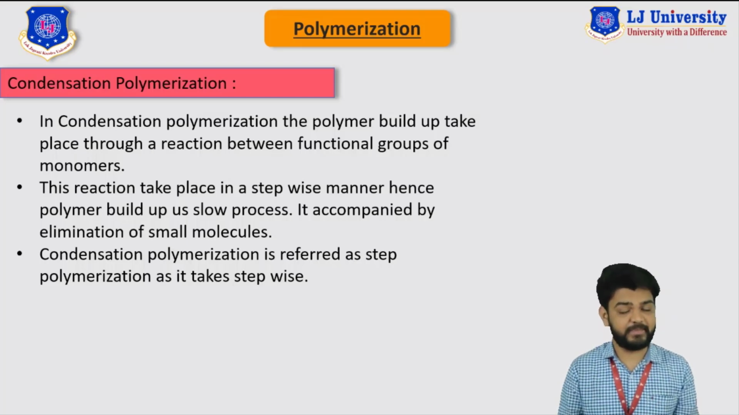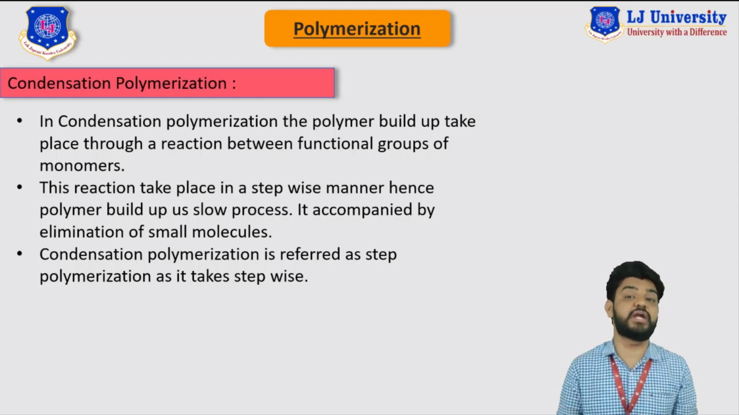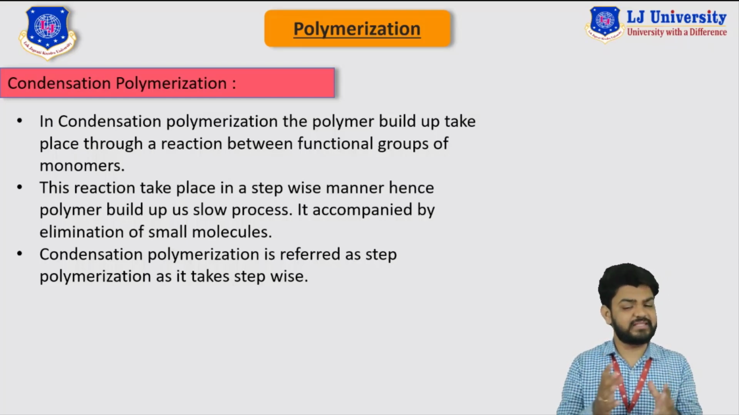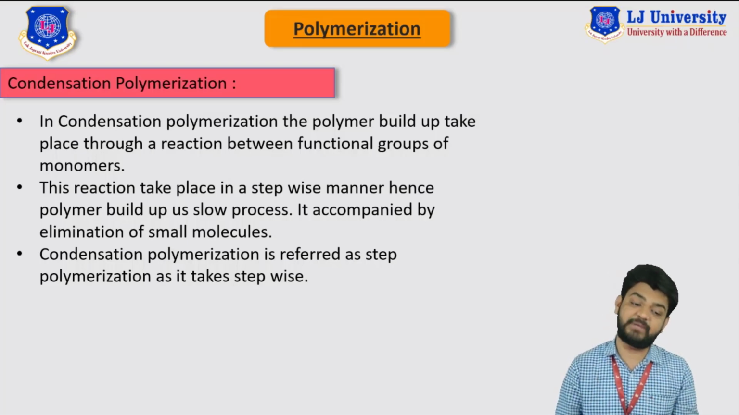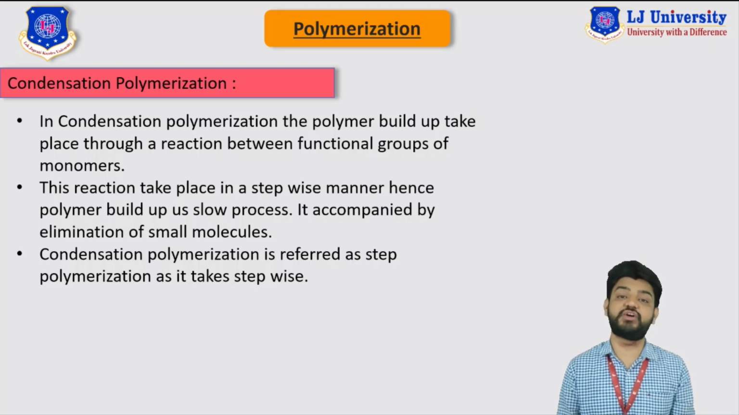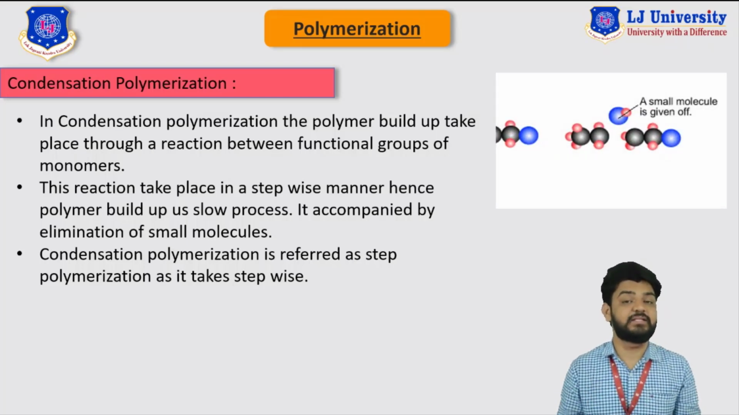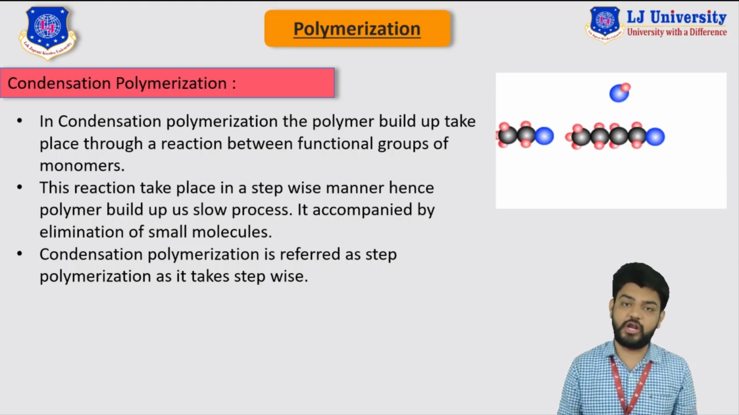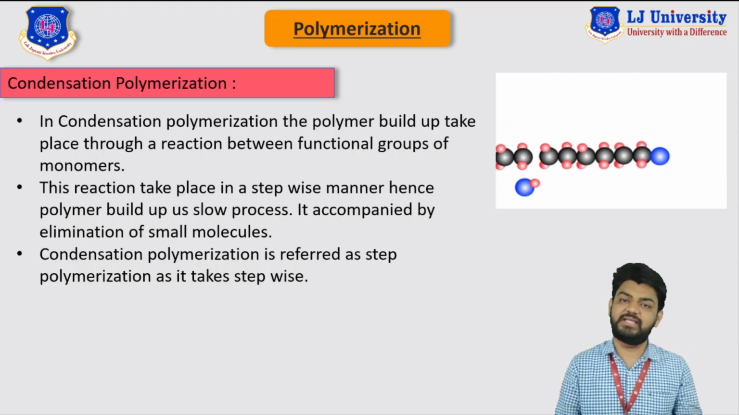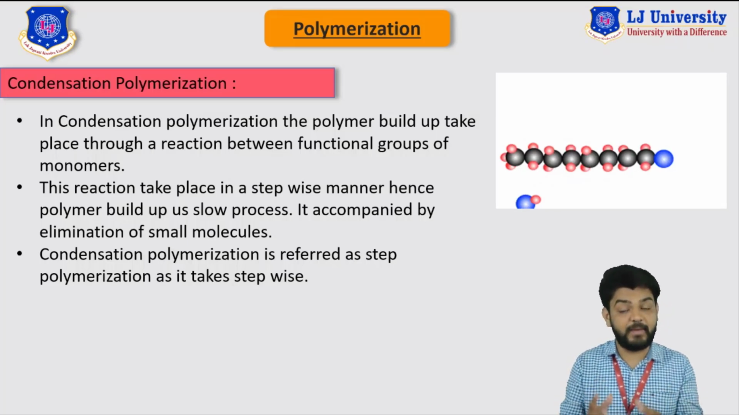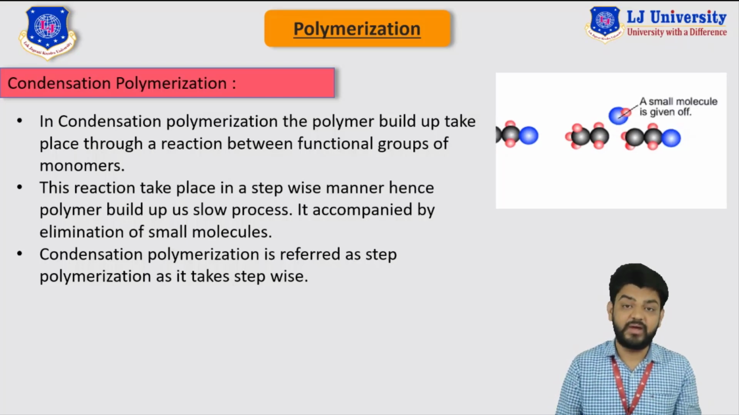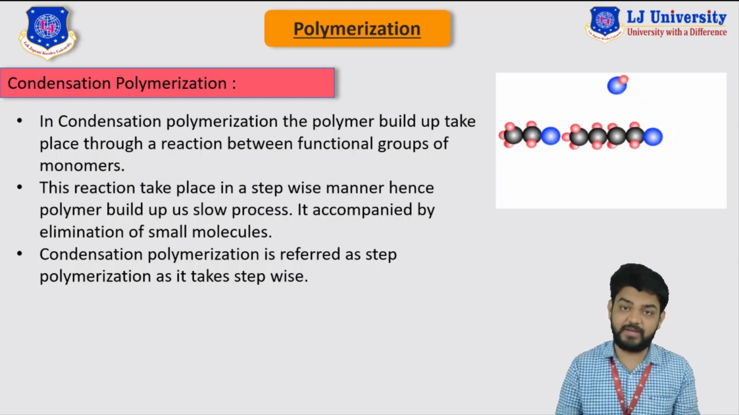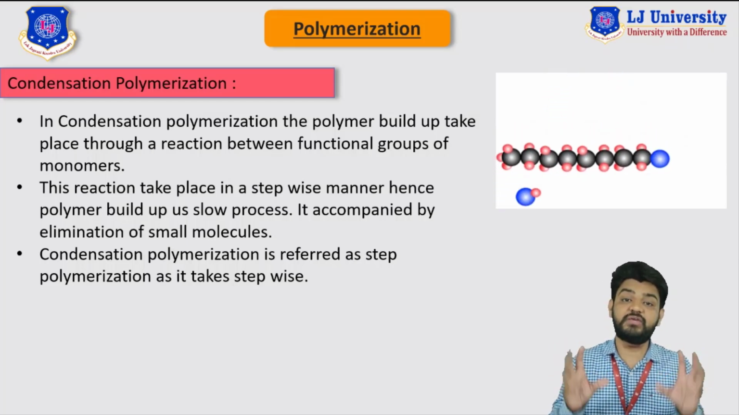In the introduction part, we understood what we mean by condensation polymerization. In condensation polymerization, the polymer buildup takes place through the reaction between functional groups. So this technique is all about the functional groups, while the addition polymerization technique was all about double bonds and single bonds or more than two bonds. But now in polycondensation, we will be dealing with functional groups.